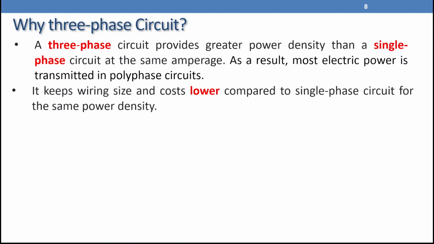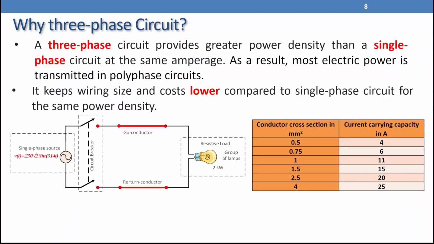This point is not clear, so let's recall our design problem. If you remember, the current was 8.7 ampere. So this is the current for the go wire and return wire, 8.7 ampere. If we look at our table, we choose either 1 millimeter square cross section or 1.5 millimeter square. So assume I choose 1 millimeter square for the go and 1 millimeter square for the return.